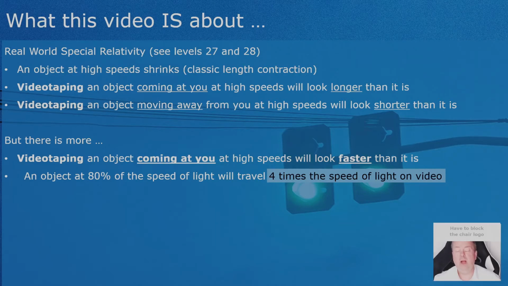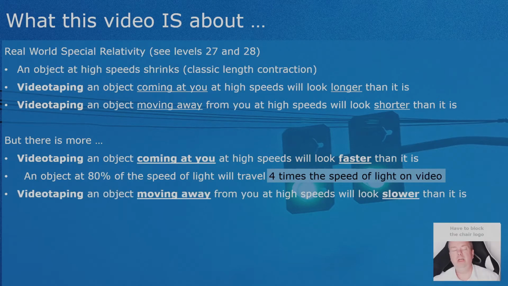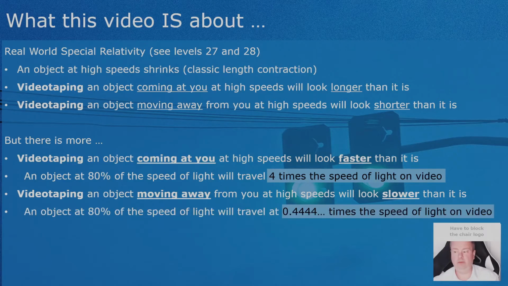4 times. So let's say you wouldn't know this and you would have actually taped this object. You would say, I found an object that traveled 4 times the speed of light. Well, in fact, it only traveled at 80% of the speed of light. That same object, when it leaves you, will look on the tape to move slower than it actually is. In this case, 0.444 times the speed of light, instead of 0.8, which is the real number.